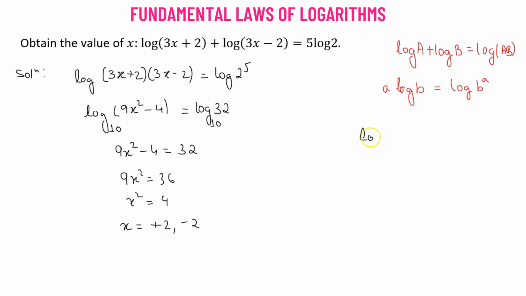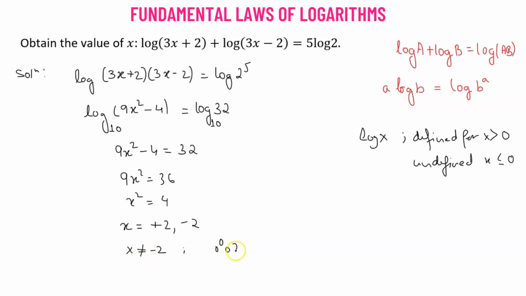But we know that if we have a logarithmic function log of x, then this is defined only when x is greater than 0. It's going to be undefined for all values of x less than or equal to 0. So it's undefined even at x equals 0. So that means x cannot take the value negative 2. The final solution will be x equals positive 2. So this is the solution to the given logarithmic equation.